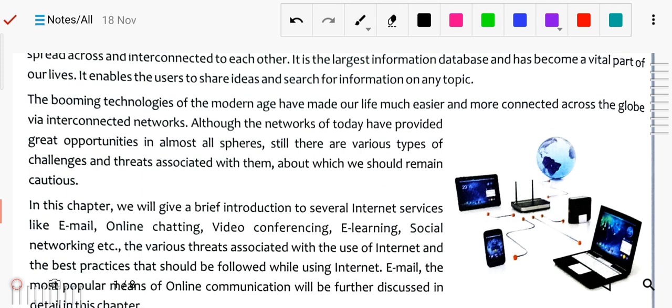So in this chapter we will give a brief introduction to several internet services like email, online chatting, video conferencing, e-learning, social media, okay. About these things we will study in this chapter, okay. As you can see, this is the internet, this is the server, through the modem it is accessed by the computer, mobile and tablets, okay. Now we will study about these things, like emails and social media apps, okay.